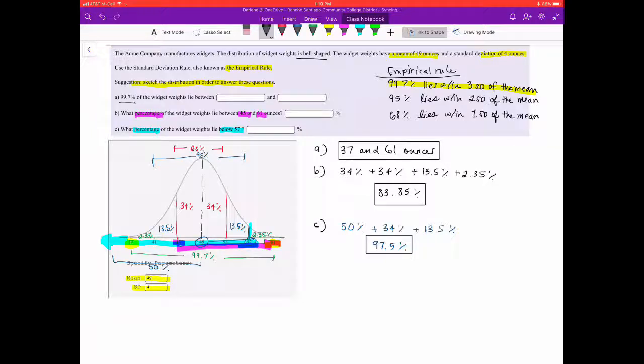So in order to answer these questions, you are encouraged to always sketch the graph. Draw the bell curve, start with the mean, start adding and subtracting standard deviations 3 times to the left, 3 times to the right, and mark these percentages under the bell curve. Then the questions are quite simple to answer.